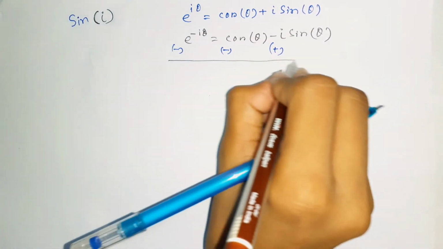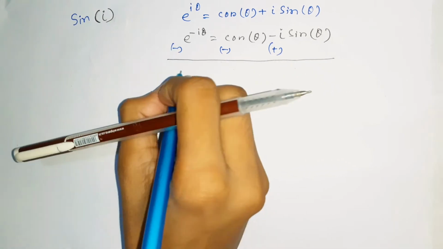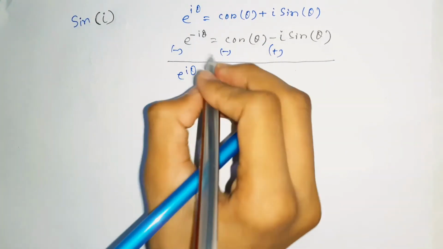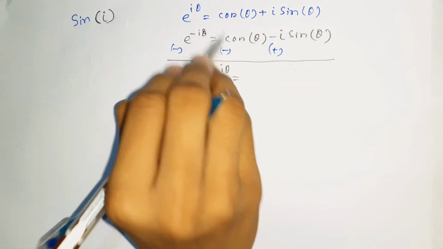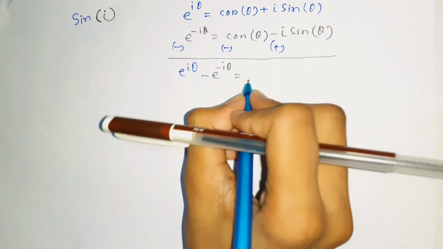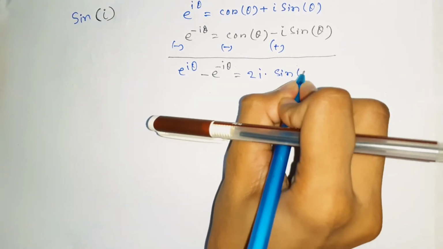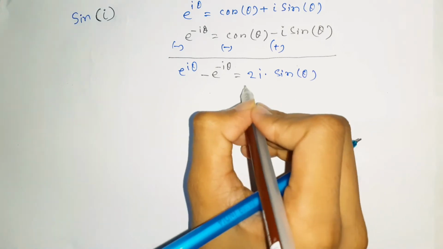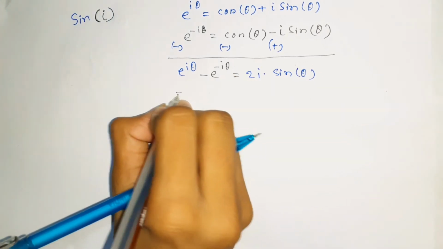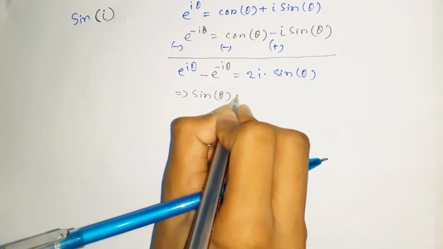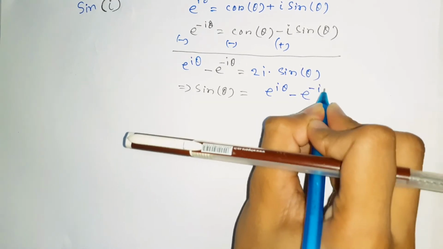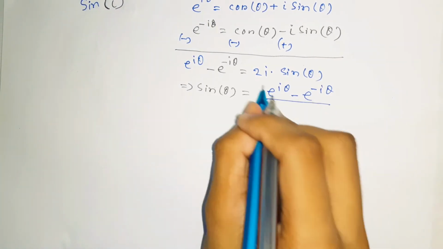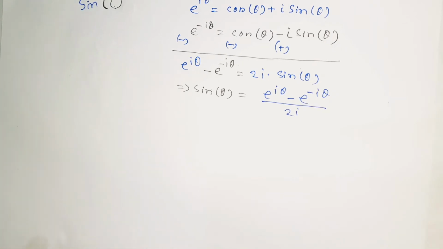and by subtracting we will get e to the i theta minus e to the negative i theta. This is equal to, here cosine theta and cosine theta will cancel out, and here we are left with 2i times sine of theta. Now we want to isolate this sine of theta, so let's divide both sides by 2i, and we will get sine of theta equal to e to the i theta minus e to the negative i theta over 2i. Okay, we are going to use this idea right here.